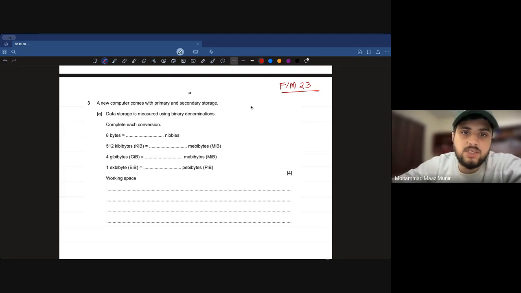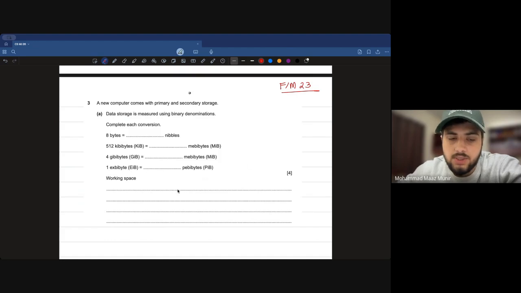Now this question is basically testing the concepts related to data conversion, right? So it's saying that a new computer comes with primary and secondary storage. And now this A part of this question is only related to chapter 1. The B part is related to chapter 3. So we will be ignoring all those questions. We will be only focusing upon the content related to chapter 1 today, inshallah.